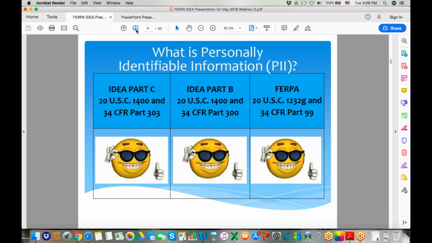So go ahead, Frank. Thanks, Kala. So in the various slides that you'll see throughout the course of this presentation, we do an introductory slide to each section, which has a square for Part C, Part B, and FERPA. And in this case, where we're going to talk about personally identifiable information, or PII, you can see all three have some very similar language. So that's why you see the same picture in each of the three blocks. If we can move to the next slide, please.